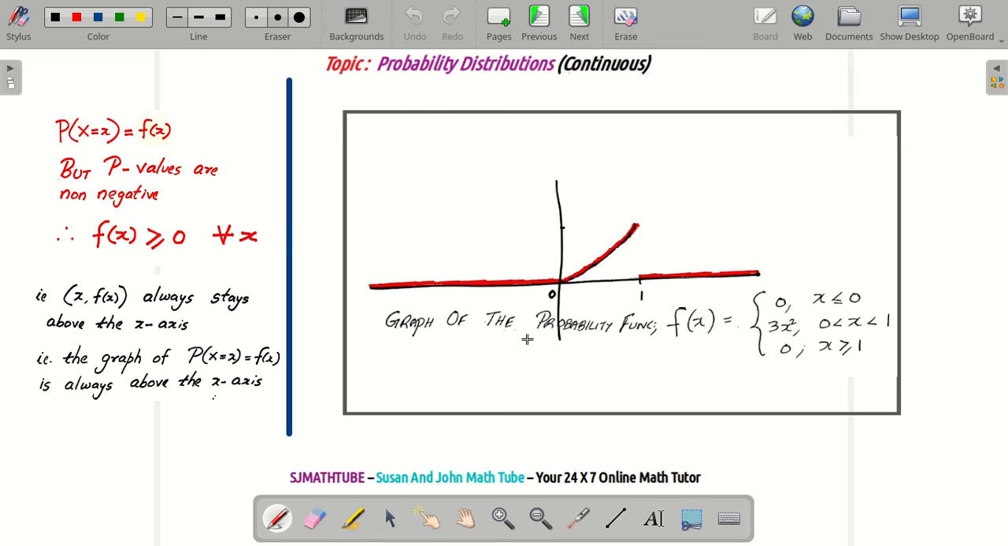I'll give you one more graph. It's another probability function, and as I promised, the graph stays above the x-axis, of course including the x-axis. So look at this. For any negative input, the value is 0. See, the probability values are 0 till here, and then a parabola, and finally 0.